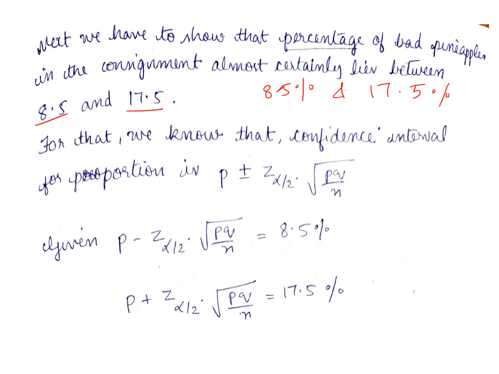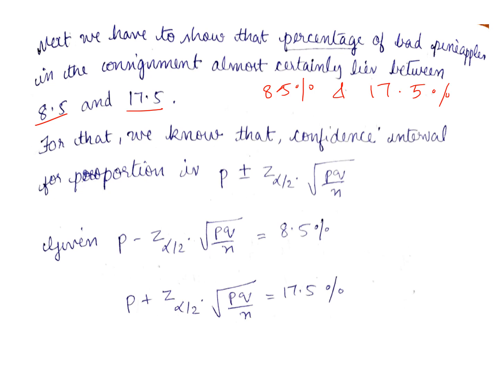So for that, we know that the confidence interval for proportion is P plus or minus Z alpha by 2 into square root of PQ by n. What we have to do is split up the equation. P minus Z alpha by 2 into square root of PQ by n is 8.5 percent. Likewise, the upper limit, P plus Z alpha by 2 into square root of PQ by n, is 17.5 percent.